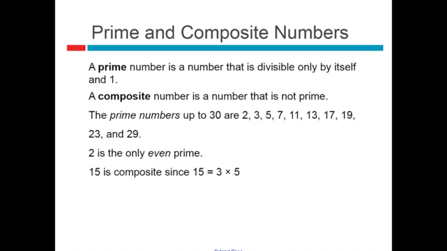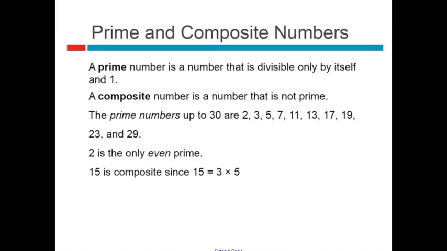So it's helpful to know the prime numbers up to 30 when we are working with numbers. So the prime numbers up to 30 are 2, 3, 5, 7, 11, 13, 17, 19, 23, and 29. And another thing to notice is that 2 is special because it's the only even prime.